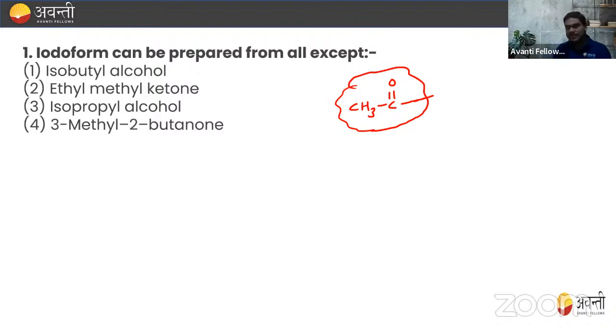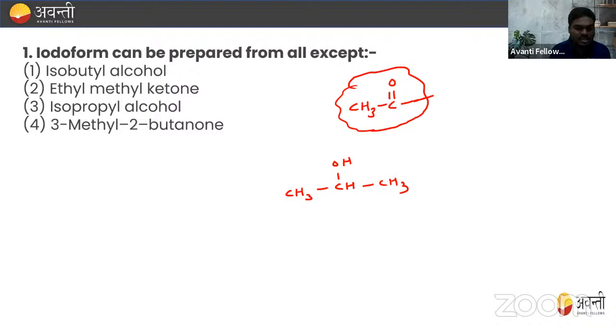So let me first draw the diagram of isopropyl and isobutyl. Then only you understand, right? Which one is true and which one is not true. So if I'm talking about isopropyl alcohol, having a structure like that, this is CH3, this is CH, and this is OH, right? Again, this is CH3. So this is known as isopropyl alcohol, right?